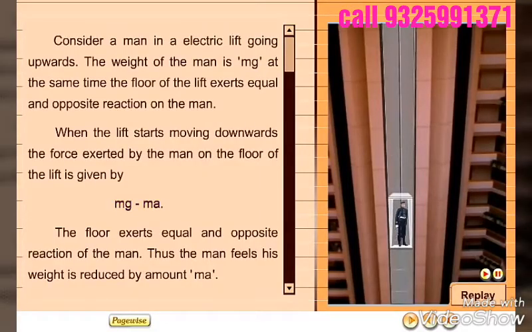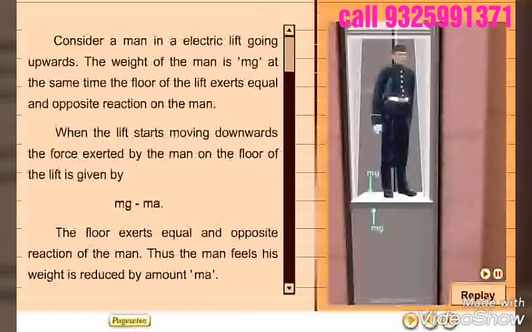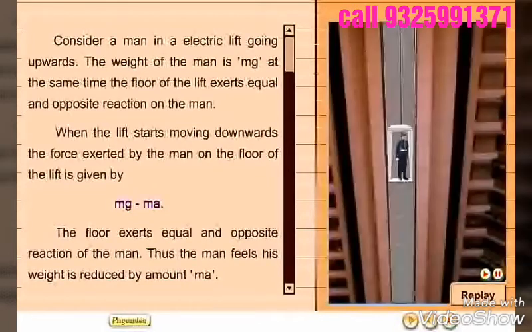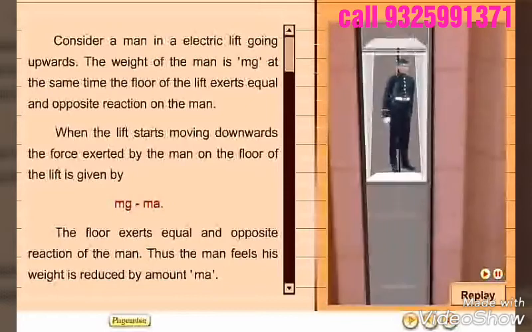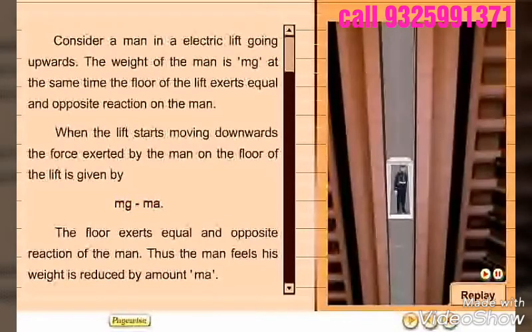Consider a man in an electric lift going upwards. The weight of the man is mg. At the same time, the floor of the lift exerts an equal and opposite reaction on the man. When the lift starts moving downwards, the force exerted by the man on the floor of the lift is given by mg minus ma. The floor exerts an equal and opposite reaction on the man.